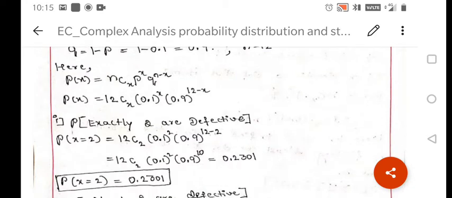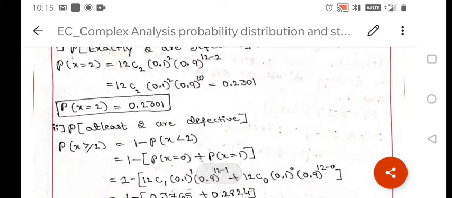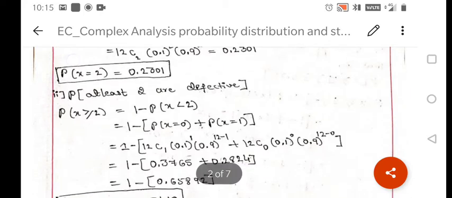Now, first case, probability that exactly 2 are defective, that is P of x is equal to 2. Wherever x is there, we have to substitute it as 2. So it is 12C2 0.1 raised to 2 0.9 raised to 10, which comes to around 0.2301. That means the probability that 2 pens are defective is 0.2301.